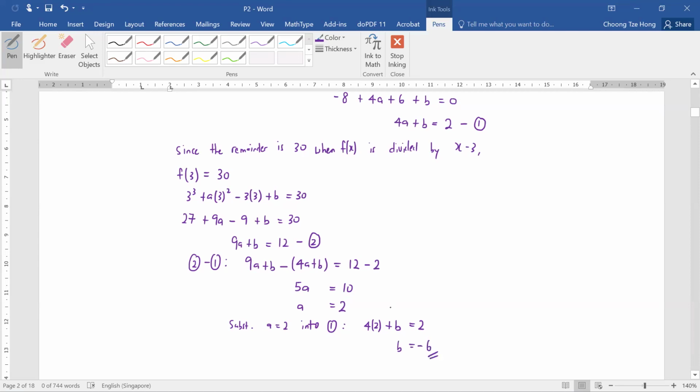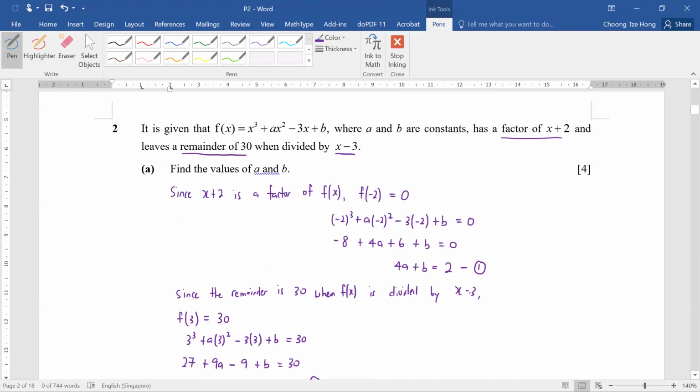Right, so over here we have found the values of a, which is now 2, and b, which is now negative 6. Okay, so the main ideas behind remainder and factor theorem. If it has a factor of x plus 2, then f(-2) is 0. It leaves a remainder of 30 when divided by x minus 3, then f(3) will be equal to 30.